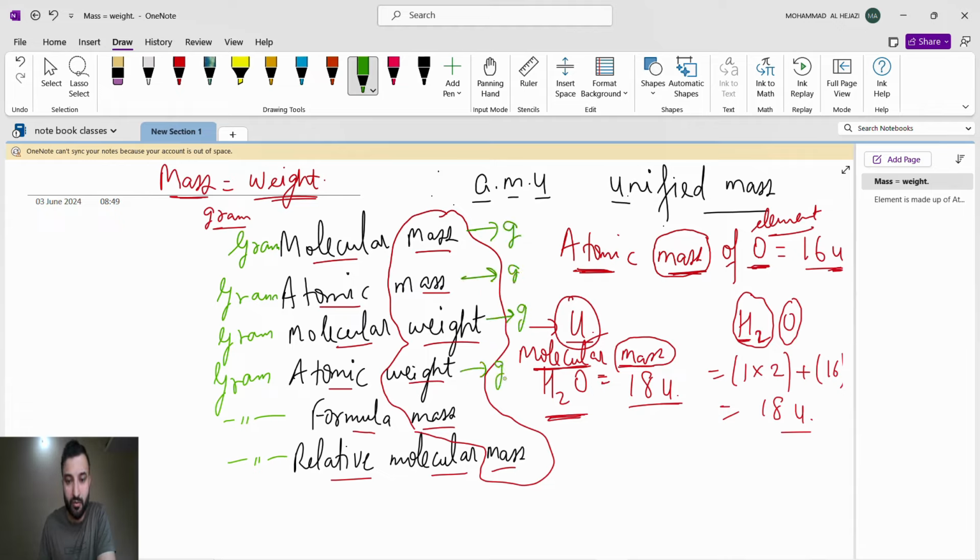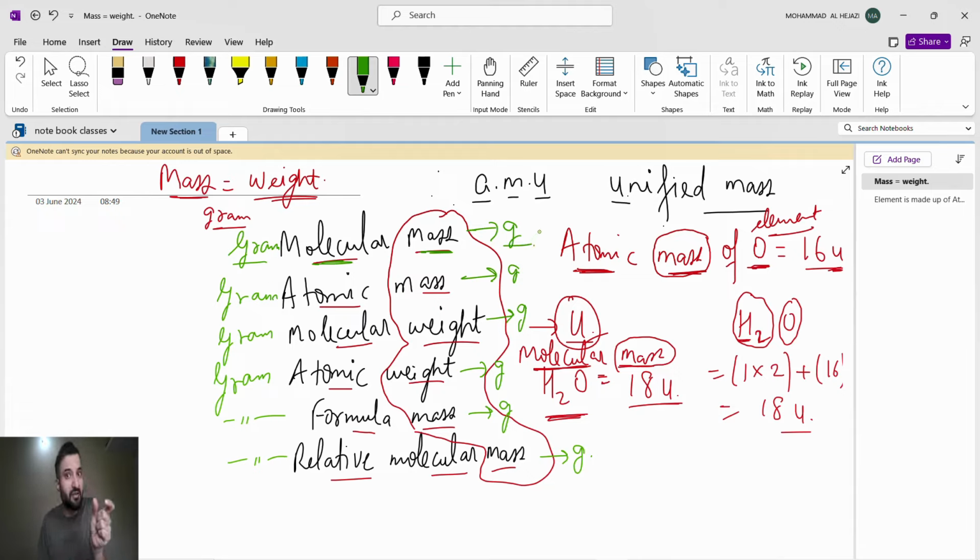Then only their unit will become gram. If I tell molecular mass, you will say the unit is U. Why? Because I just said molecular mass, only mass. So the unit is U. If I say gram molecular mass, it means molecular mass will be expressed in gram. So we will say the unit is gram.